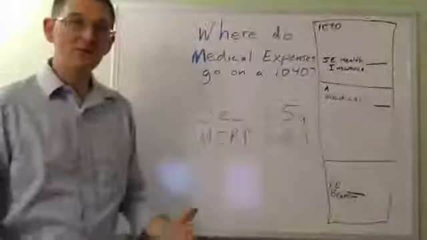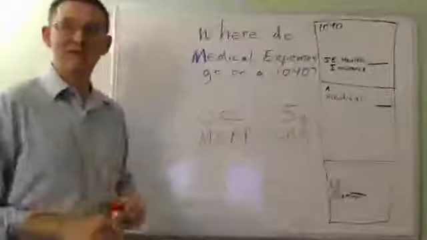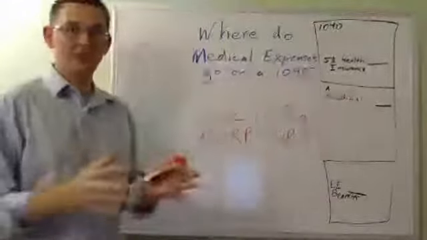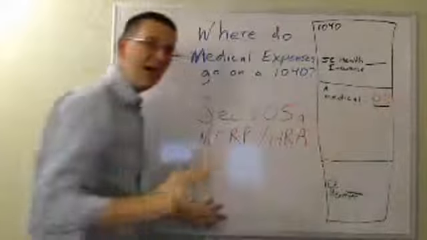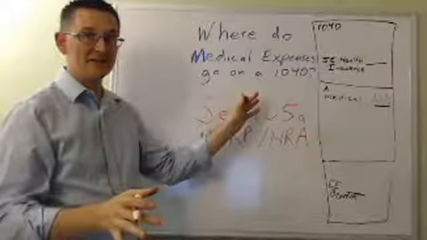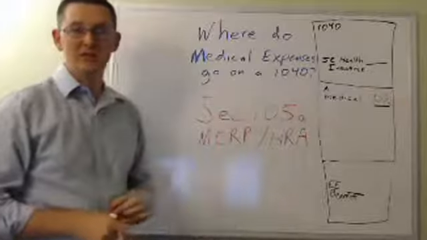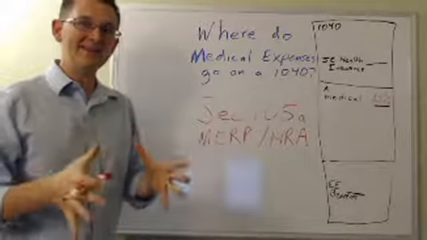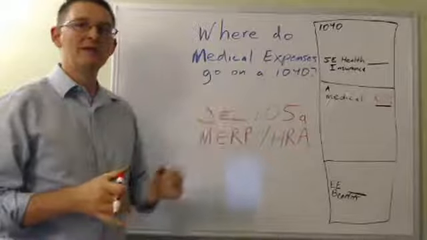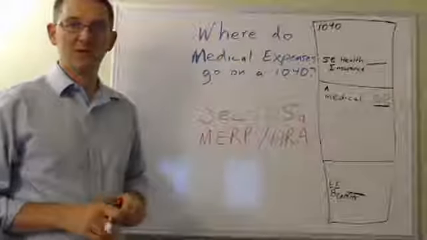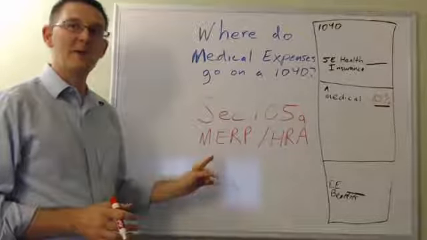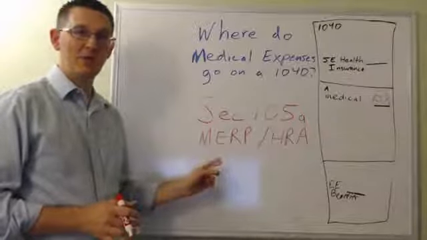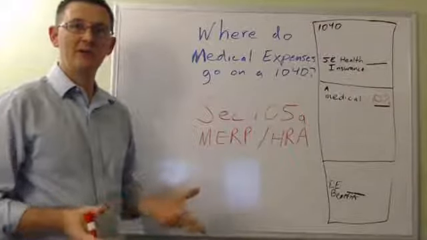Well, what happens with the Schedule A is you have the floor. Now that floor has been bouncing around between 7.5% and 10%, but let's just say 10% of AGI. So that means you can't even start taking medical expenses on the Schedule A till you get past the 10% floor. So what is the best way around that? What's the best way to make sure that we are providing the best service to our clients through tax savings and tax strategy? Well, the answer is the Section 105 Medical Expense Reimbursement Plan, which is the MERP, or the HRA, which is a health reimbursement arrangement.